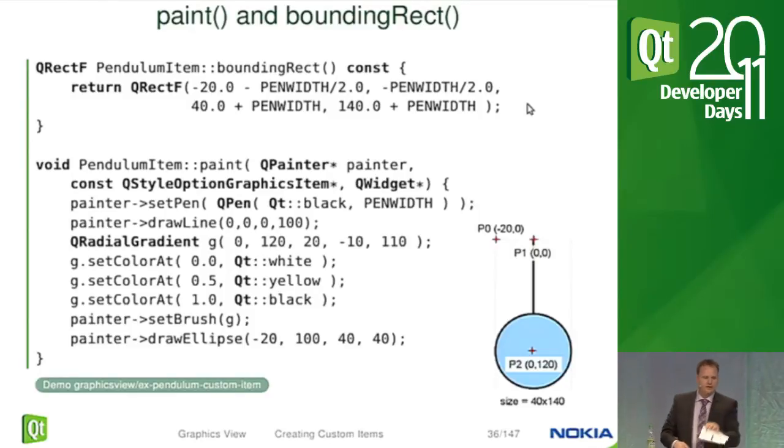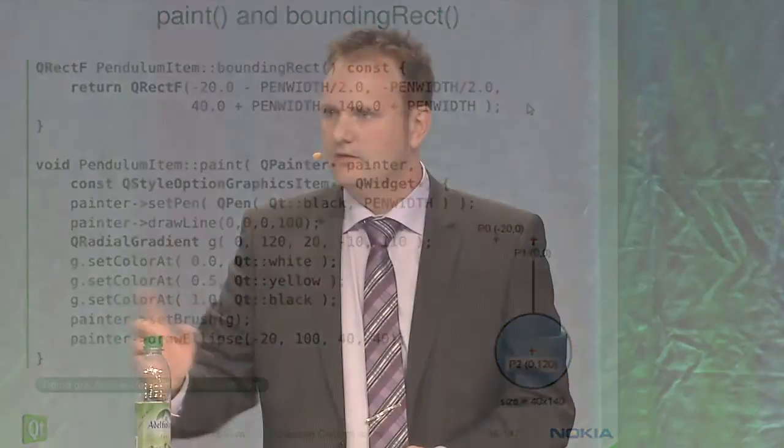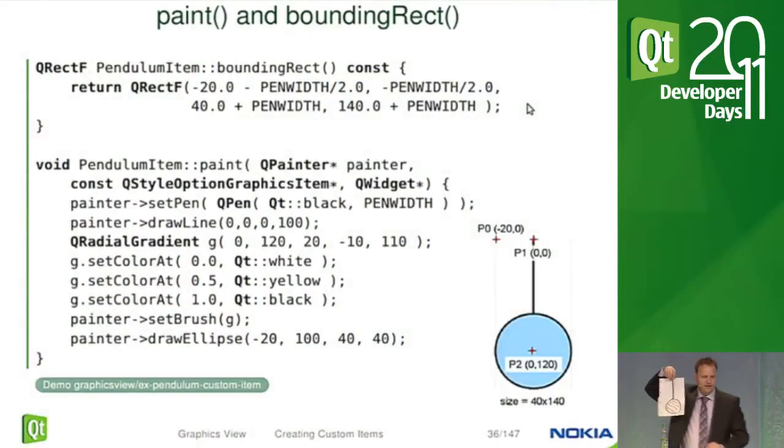In my paint event, I get a painter, and I get a QStyleOptionGraphicsItem, which I'm not using now. Just a second, Volker will tell you where you can find that one. I set the pen to be a black pen that has a pen width thickness. I draw a line from 0,0, that would be here, to 0,100 down here. Then I create a QRadialGradient. I will let Volker explain all the details of those parameters. And I paint an ellipse at this particular point here.